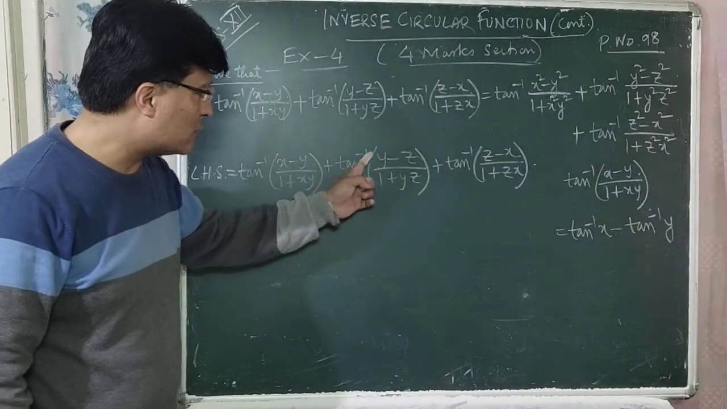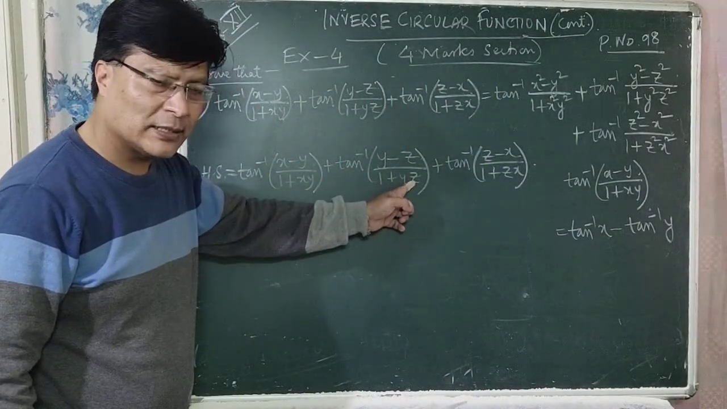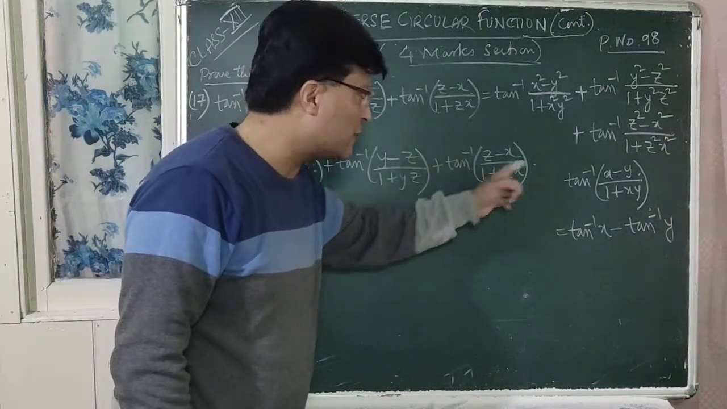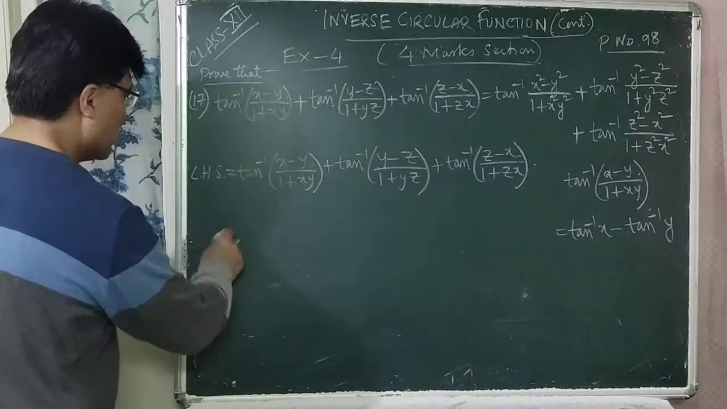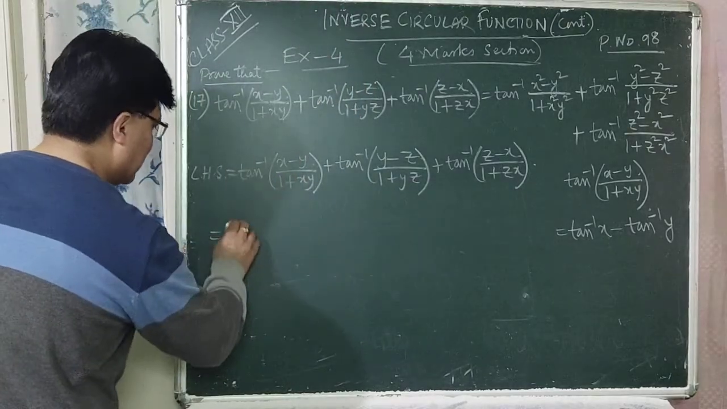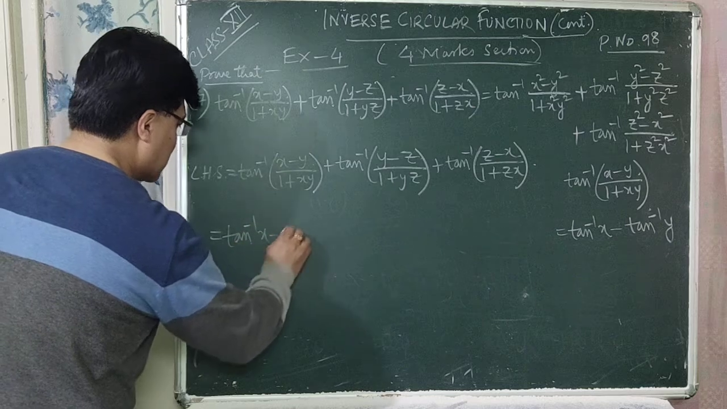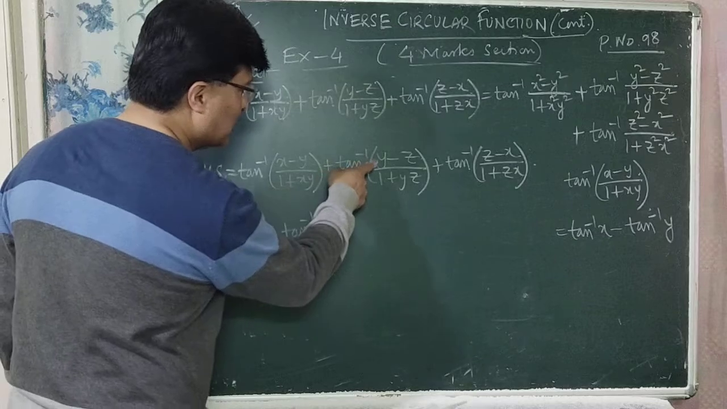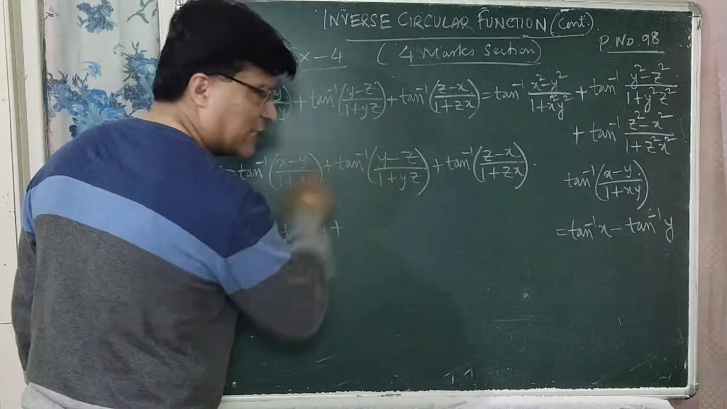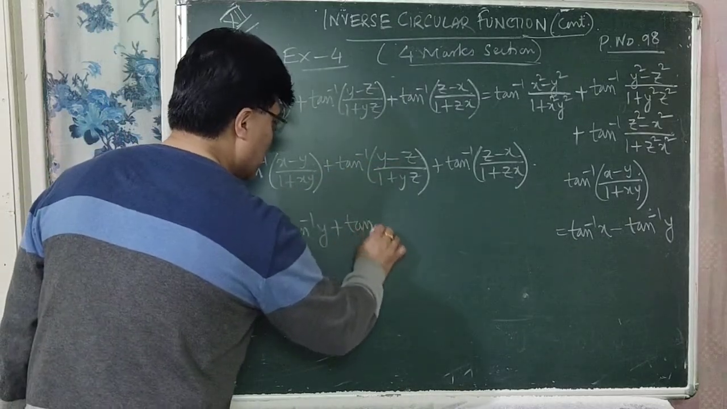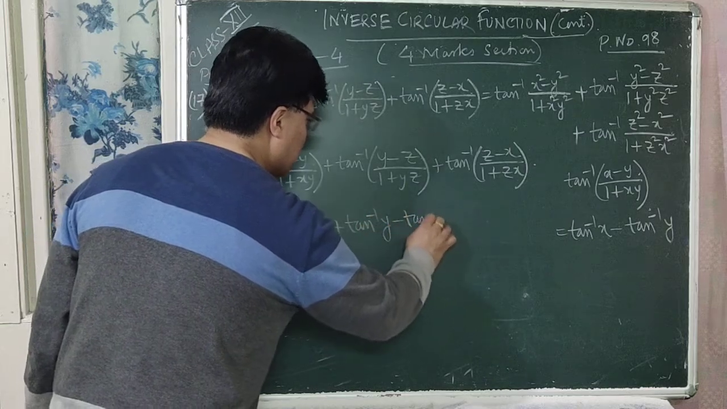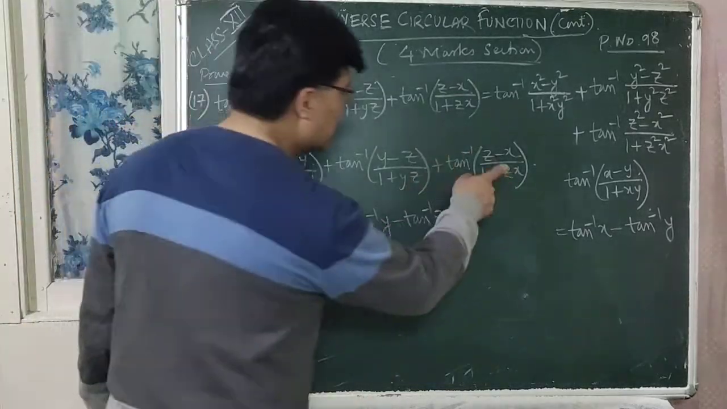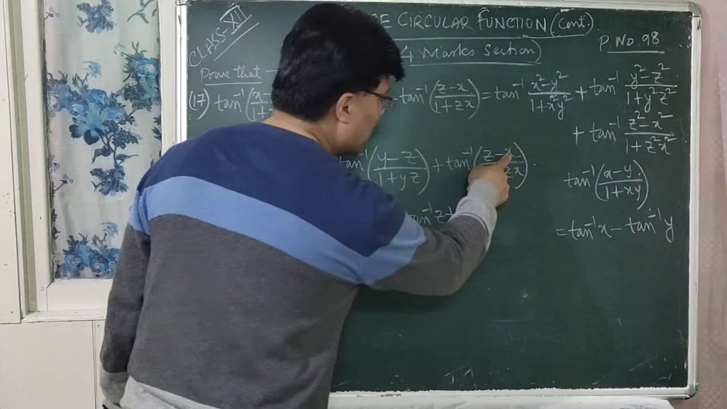Similarly, in this case also, tan inverse (y minus z) upon (1 plus yz). You can use the same formula in this case also, and in the third term also. So what is the formula directly here? It is tan inverse x minus tan inverse y plus, instead of x there is y, instead of y there is z, so tan inverse y minus tan inverse z plus, next, instead of x there is z and instead of y there is x here.